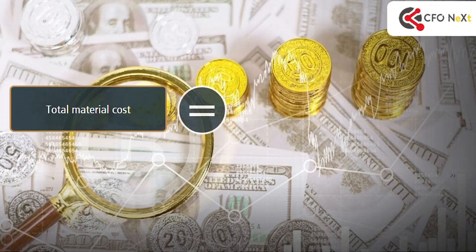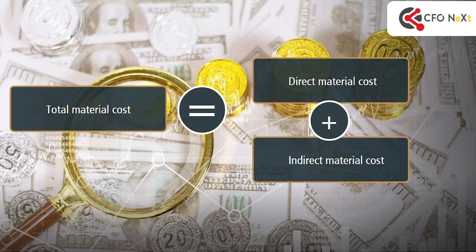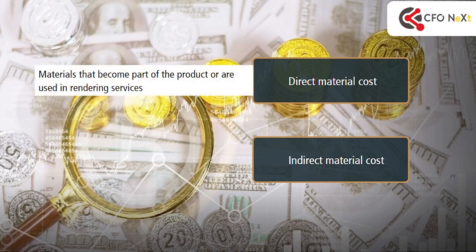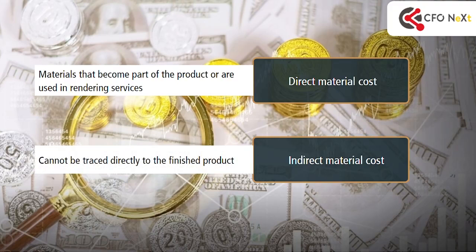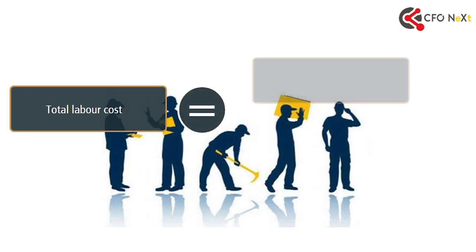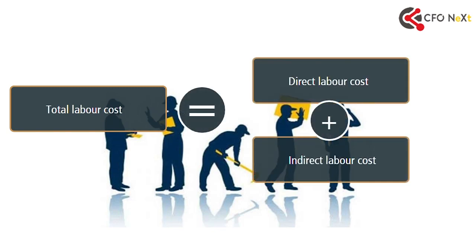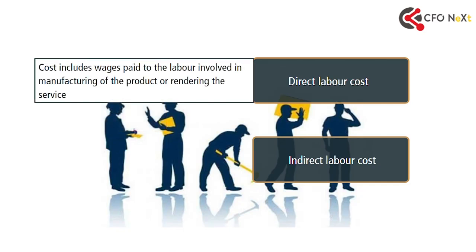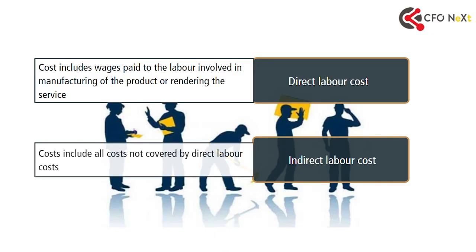Thus, the total material cost is a sum of direct material cost and indirect material cost. Direct material cost consists of materials that become part of the product, or are used in rendering services, whereas indirect material costs cannot be traced directly to the finished product. In a similar way, total labor cost is a sum of direct labor cost and indirect labor cost. Direct labor cost includes wages paid to the labor involved in the manufacturing of the product or rendering the service. Indirect labor costs include all costs not covered by direct labor costs.